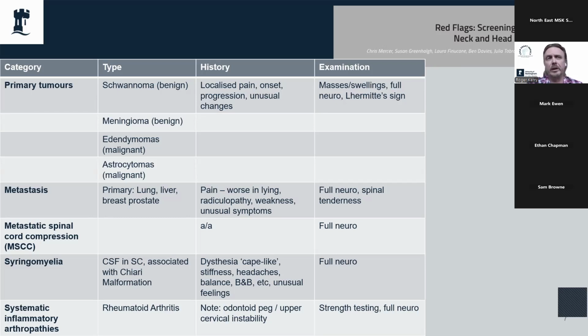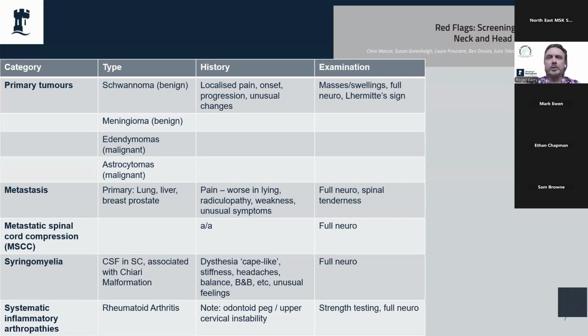And then a syringomyelia, again, spinal cord compression, often associated with Chiari malformation. That typical kind of cape-like either numbness or pins and needles is something to look out for there. A lot of stiffness around the shoulder region and the neck, atypical headaches, balance dysfunction, bowel and bladder dysfunction, and again, unusual feelings. Again, a full neuro examination.